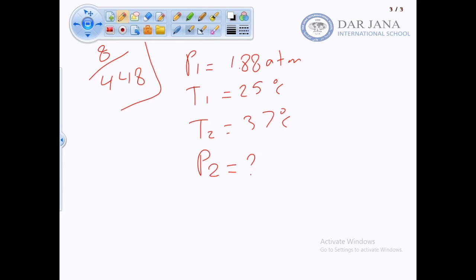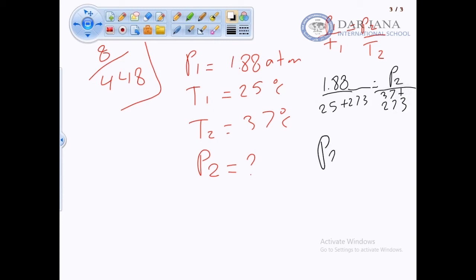According to Gay-Lussac law, P1 over T1 equal P2 over what? T2. So P1 is 1.88 over T1, 25, that should be converted into Kelvin. P2 is the unknown, and T2 is 37 plus 273. So by calculation, we get the P2, which is 1.96 atmosphere.